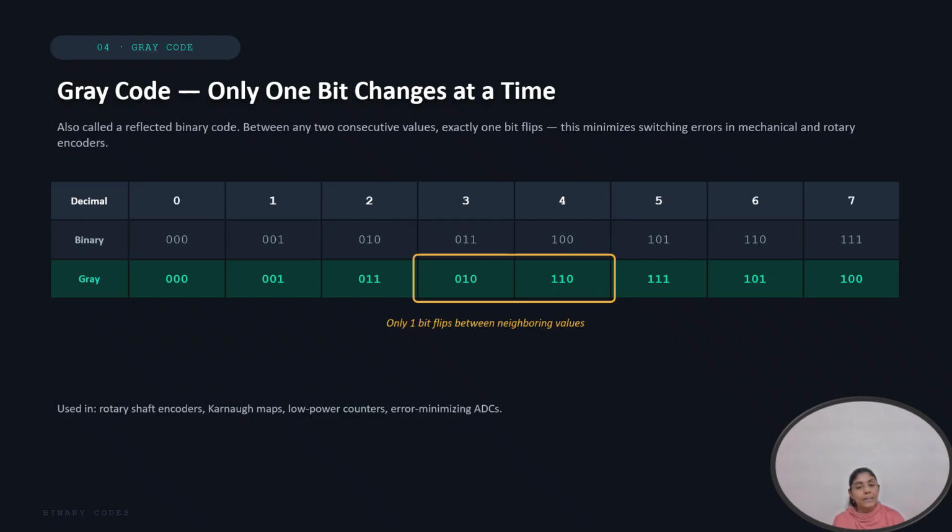In the third value, decimal 2, what is the result you got? 011. Check here, MSB 0 is transferred as such, LSB 1 is also transferred as such. But what is happening to your middle bit? 0 is flipped to 1. That's why in gray code only one bit is changing at a time. How are we getting these values? The MSB should be written as such, and the MSB with the next position should be XORed.